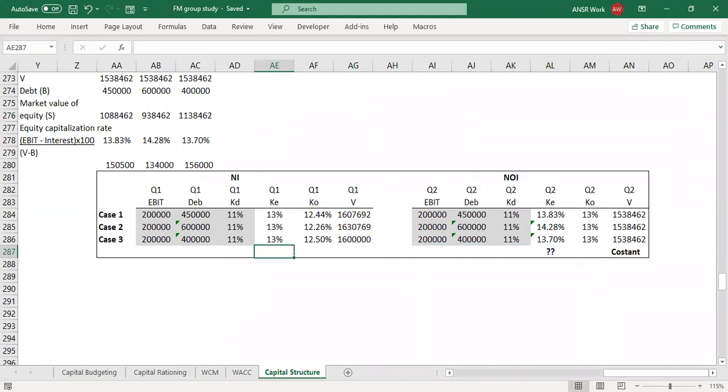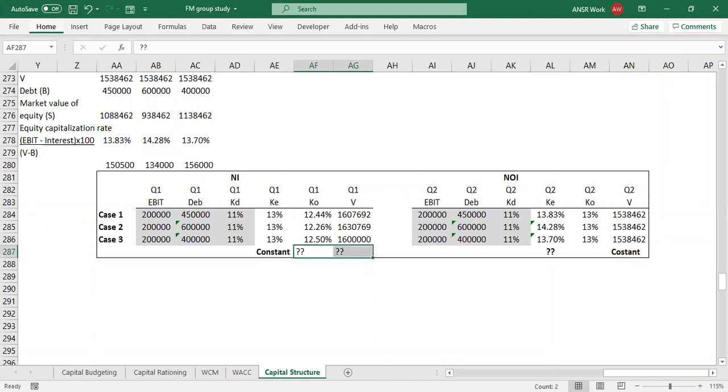Can you see what is constant here? The cost of equity is constant. In the second problem, the overall cost of capital is constant. For a minute, I'm talking about the first question, where cost of equity is constant in all three cases, and your overall cost of capital and your value of the firm are changing, both of them.